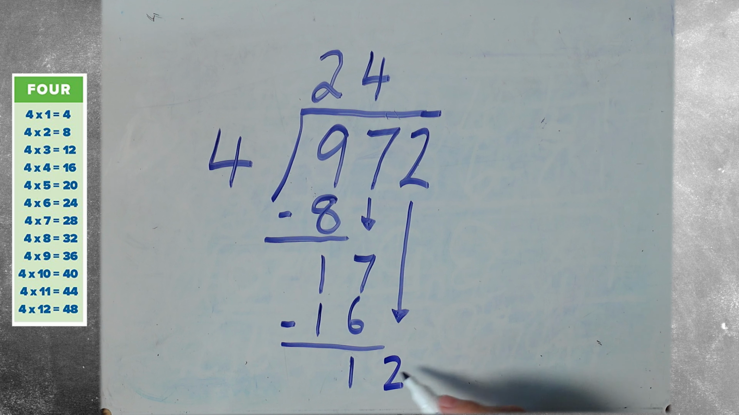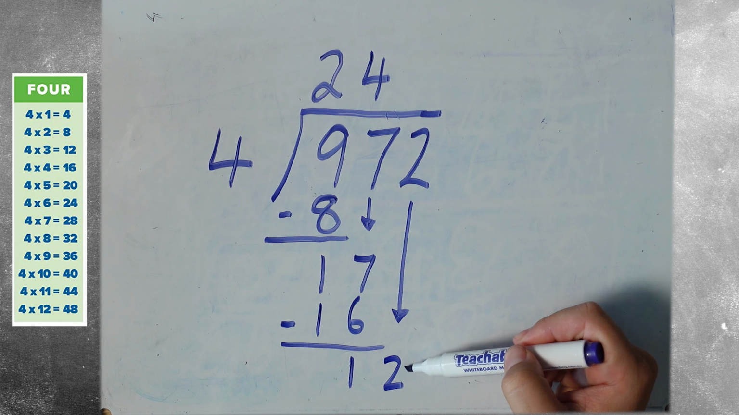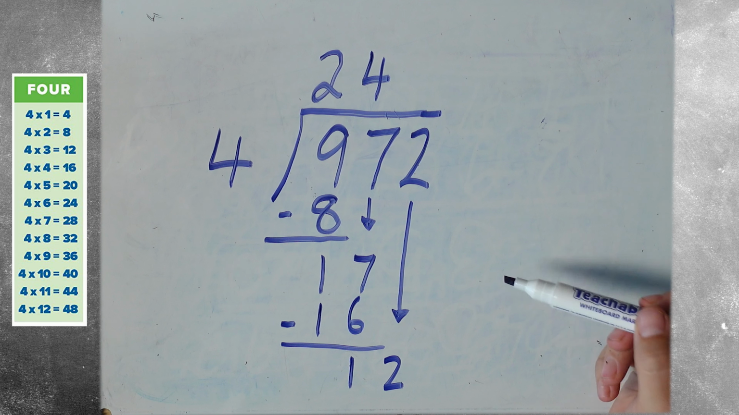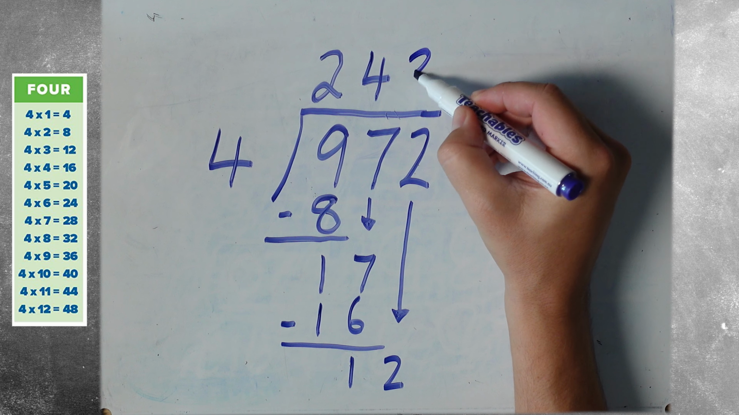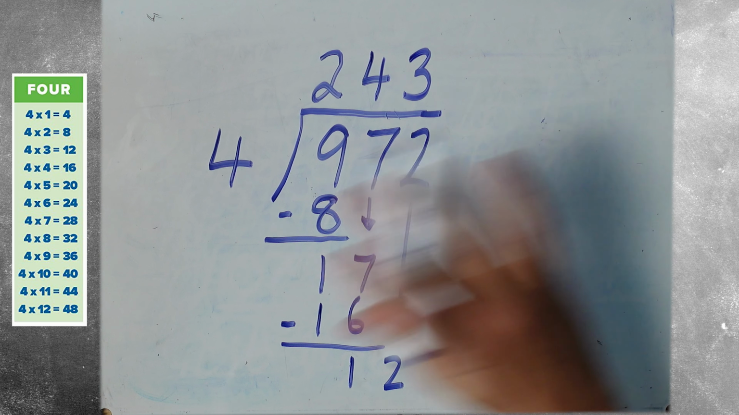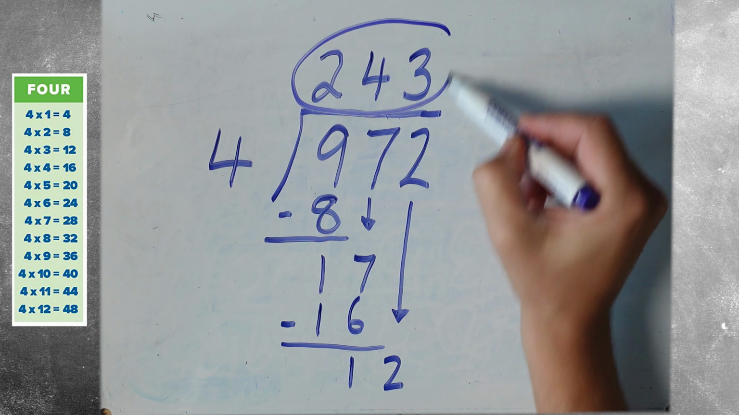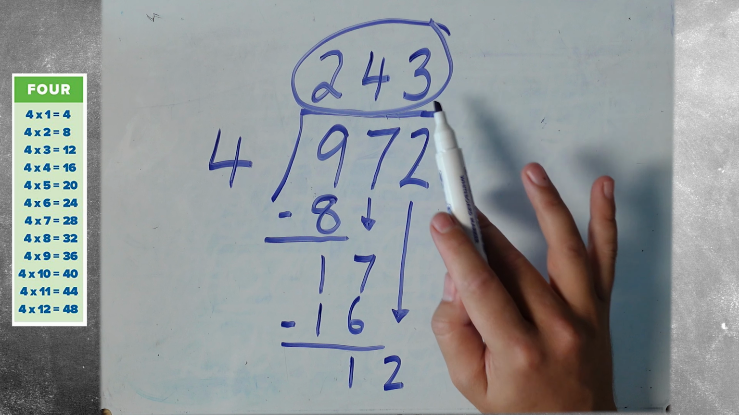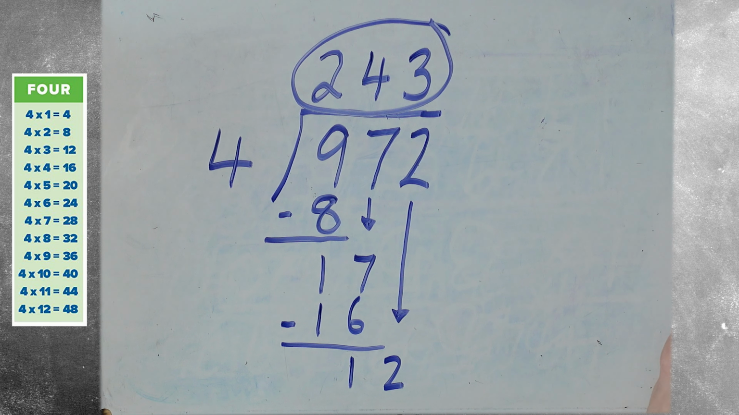Now we have 12. How many 4's fit into 12? Well, 4 times 3 is 12. Let's check we've got no remainders. 4 times 3 is 12, no remainders. So that's our answer. Let's try a slightly harder one that may end up with decimals.